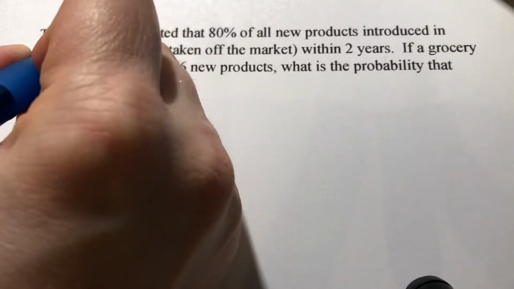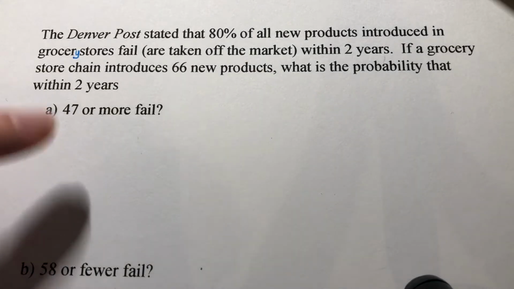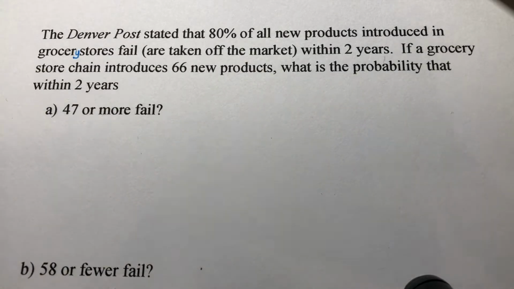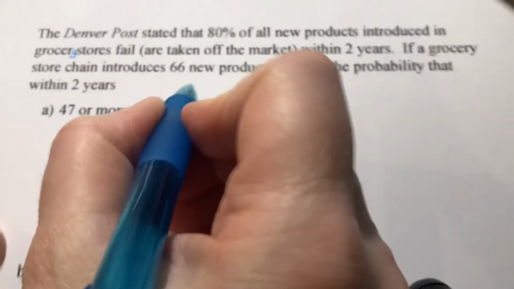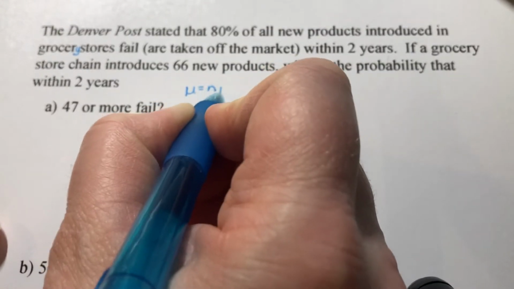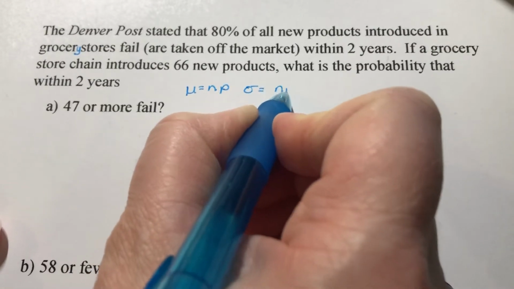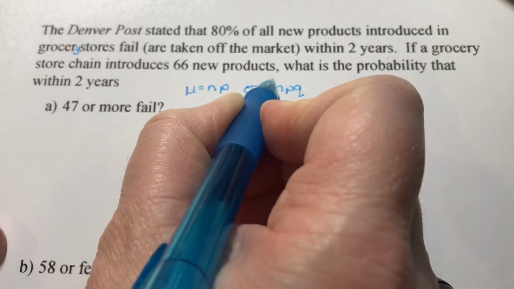then we have a set number, and there is a typo here. So we do have a set number of things. Because it is a binomial, either they fail or they don't fail, we do have some formulas that we have to use. So we'll have to figure out what mu is, which is n times p, and then we'll have to figure out what sigma is, which is n times p times q, and the square root of that.